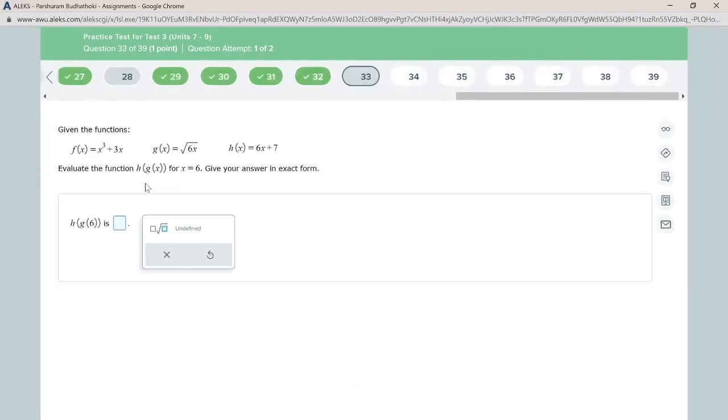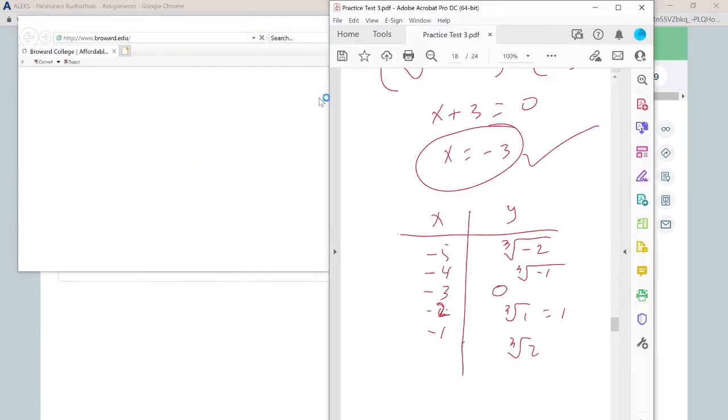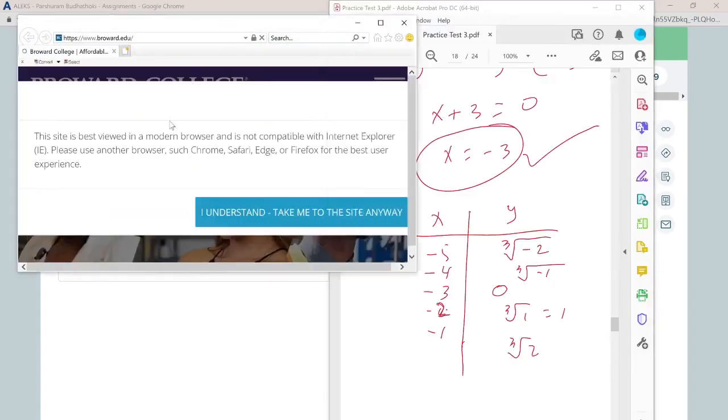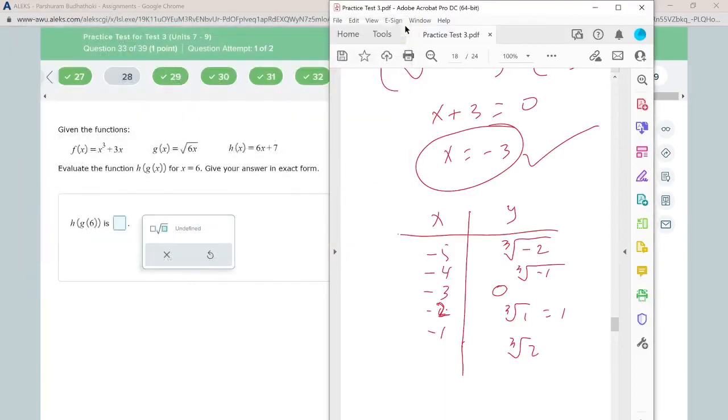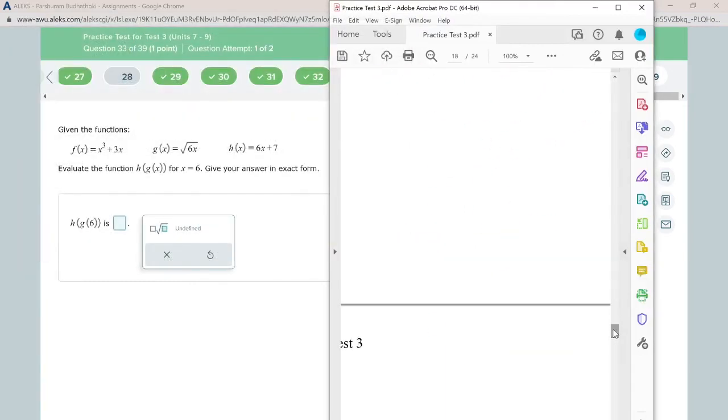It's a composition, find the value of the function. First of all, find the value of g at 6. If you calculate this function, first of all you have to calculate g of 6, which is square root of 6 times 6, which is actually 6.